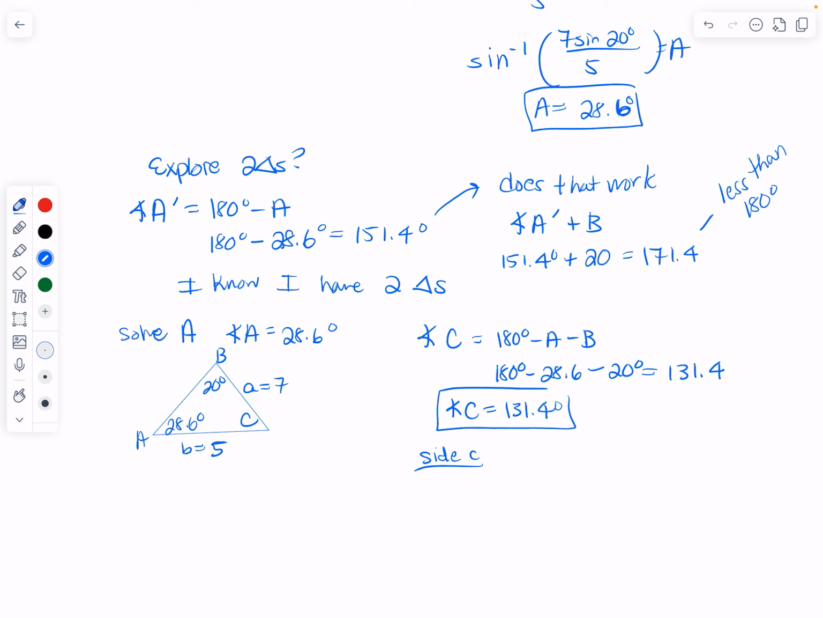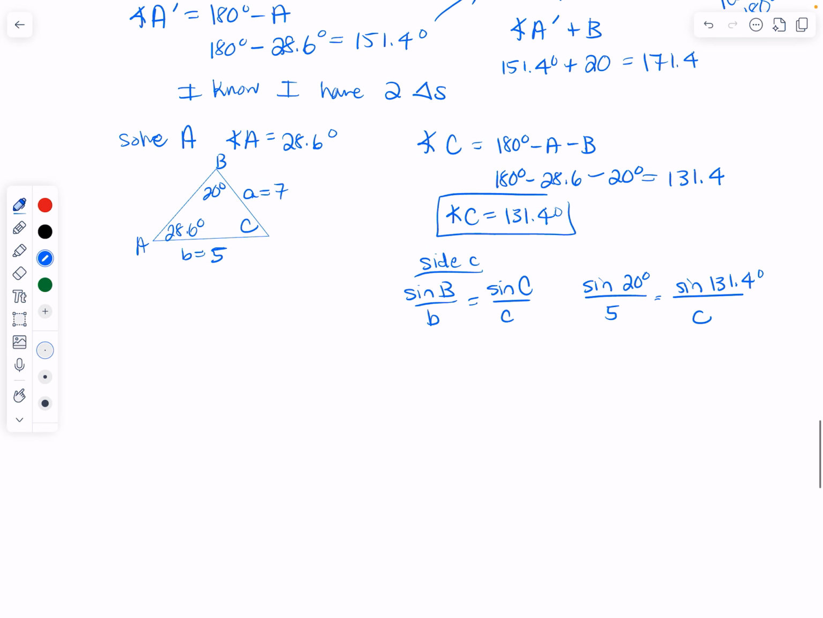I have to use law of sines, so I'm using sine B over B, because that was what was originally given, over sine of angle C, which I just found, over side C. So sine of 20 degrees, that's angle B, over side B, which is 5, equals sine of angle C, which I just found to be 131.4, over side C, which I'm looking for. So I get C times sine of 20 degrees equals 5 times sine of 131.4. C equals 5 times sine of 131.4 degrees all over sine of 20 degrees.